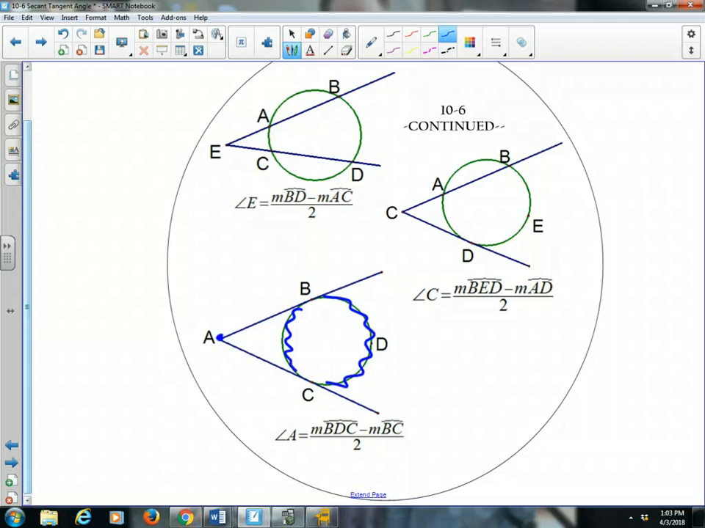So whenever we have 2 secants, 1 secant, 1 tangent, or 2 tangents, where their intersection is a point outside that circle, that vertex of where those 2 intersect is a formula, and it's big arc minus small arc divided by 2. Very big concept in this unit.